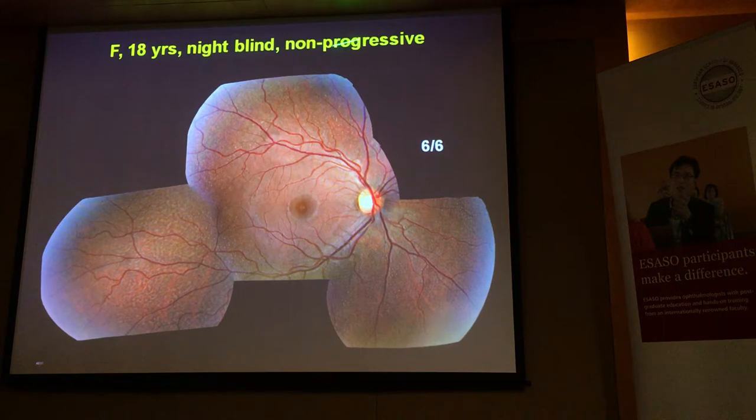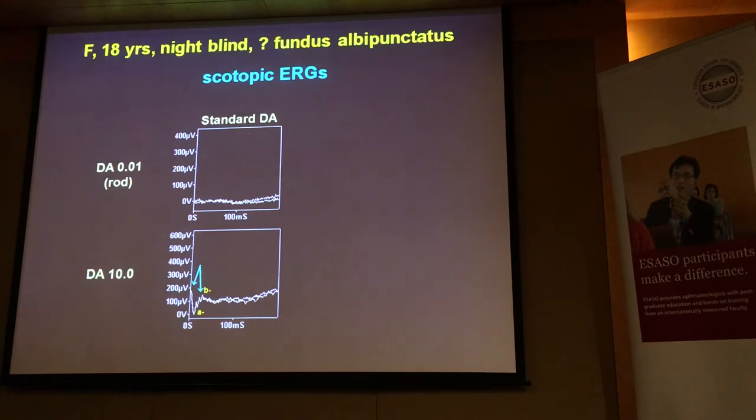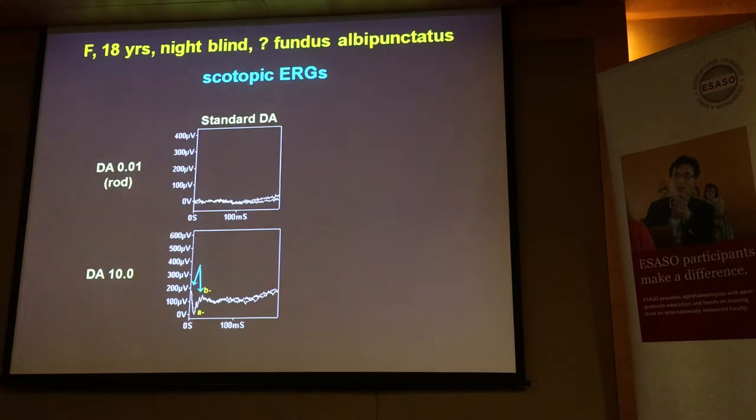Now this is a patient who's night blind, non-progressive, and there are white dots extending out into the mid-periphery. The other eye's the same. We do the photopic ERGs, and they're all completely normal. Flicker ERG, single flash, pattern ERG, on and off responses, S-cone ERGs, don't worry about these. But they're all normal. And then we do our bright flash.